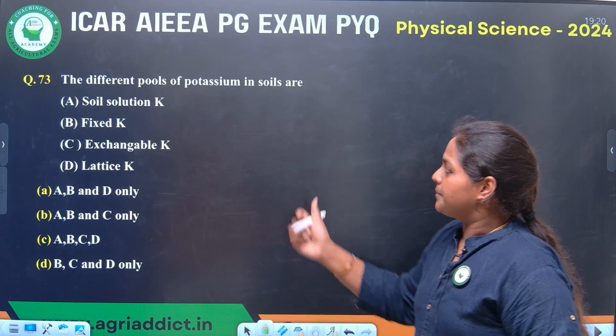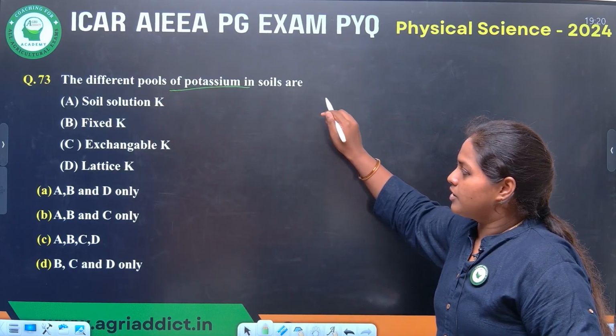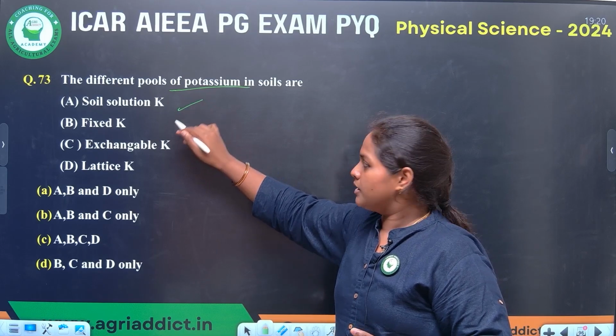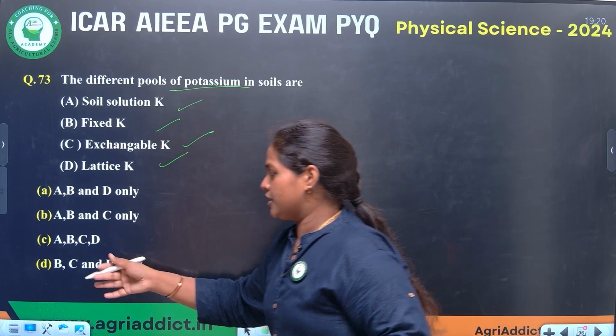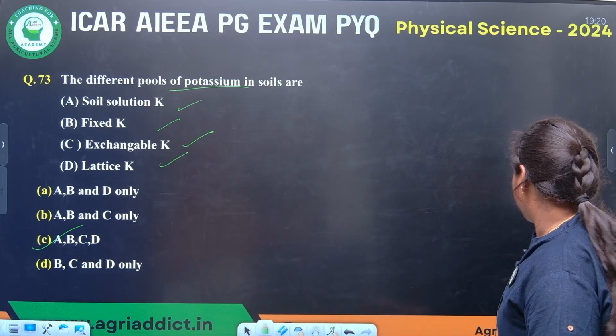Question number 73. Different pools of potassium in soil are soil solution potassium, fixed K, exchangeable and lattice K. All four pools are related to potassium. A, B, C, D. Option C.